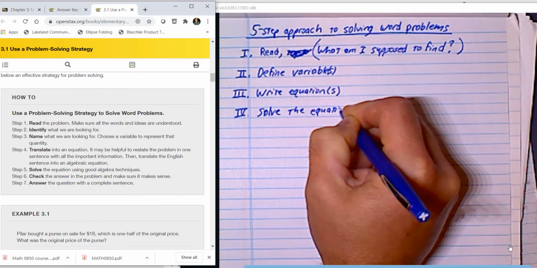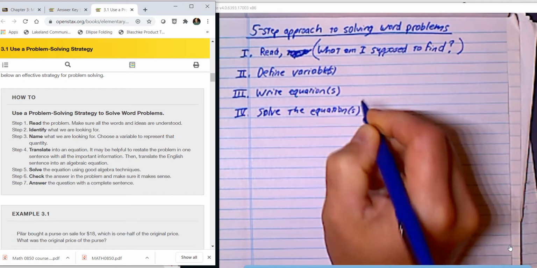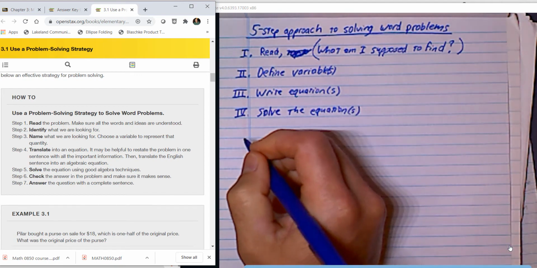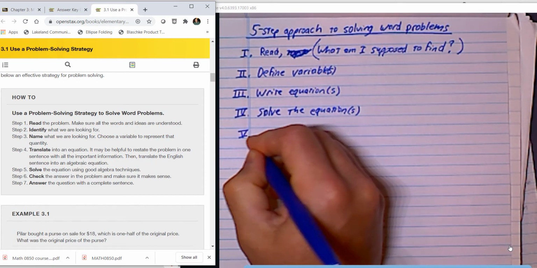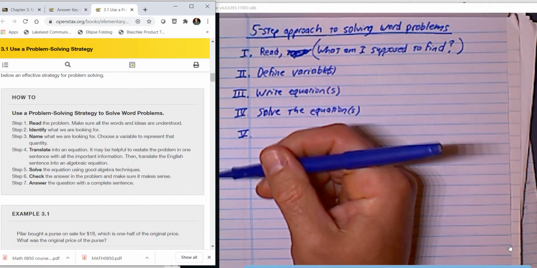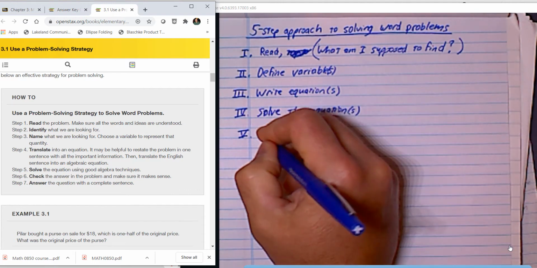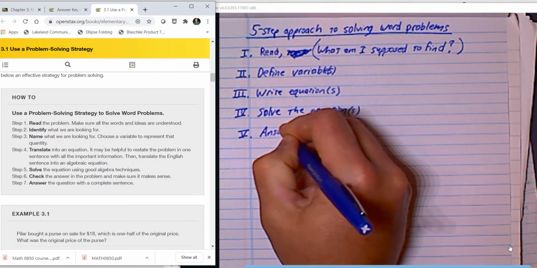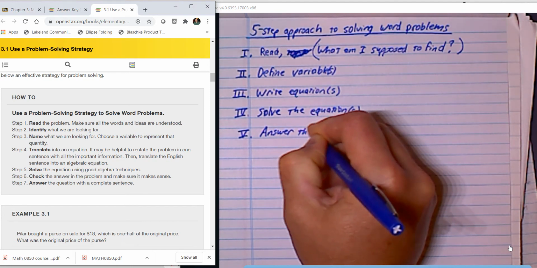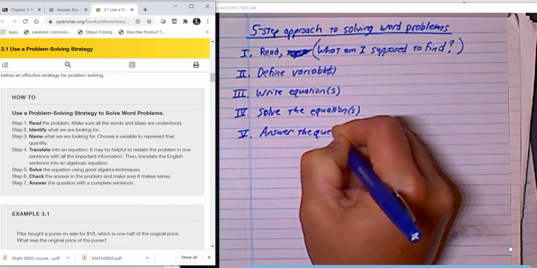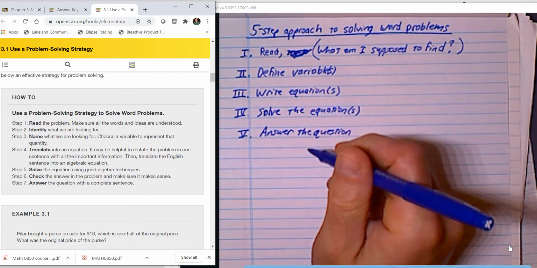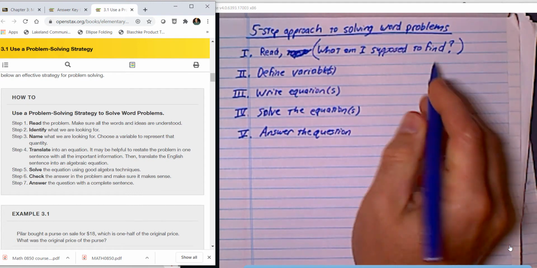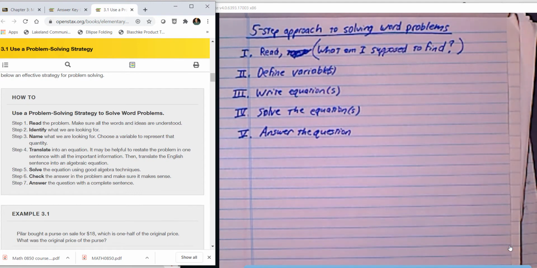And I guess I'll put an S in parentheses again. Sometimes you'll have more than one equation down the road. Again, that corresponds to step 5. And then the final step, which I guess I would put 6 and 7 together, okay? You need to answer the question that's asked. Just because you can solve an equation doesn't mean you're done. X equals 3, okay, but what does that tell us? It depends. We want to go back to what you're supposed to find and make sure you answer it. So these are the 5 steps.